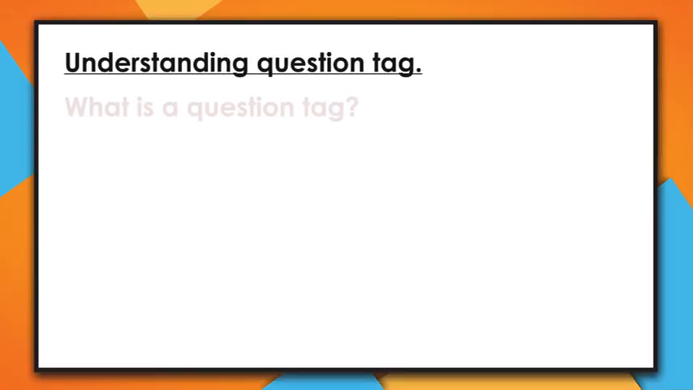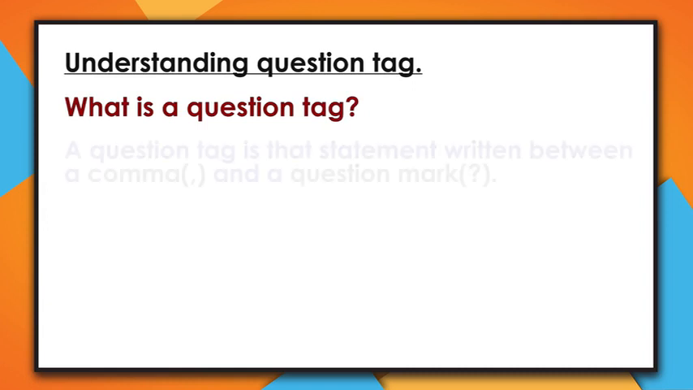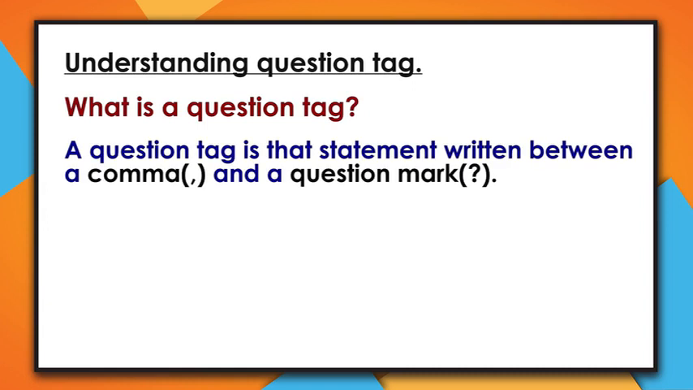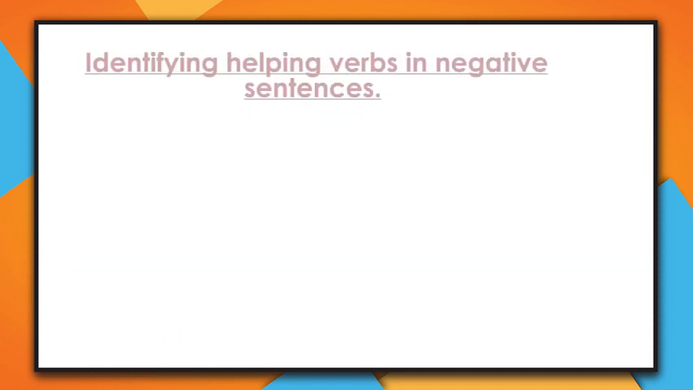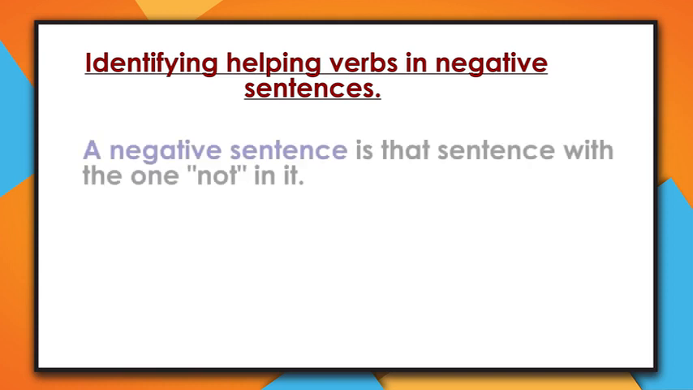My dear viewer, what is a question tag? A question tag is that statement written between a comma and a question mark. What is a helping verb? A helping verb is that verb that comes before the main verb in a sentence. Remember, in this lesson, we are going to identify helping verbs in negative sentences, and a negative sentence is that sentence that has the word not in it.